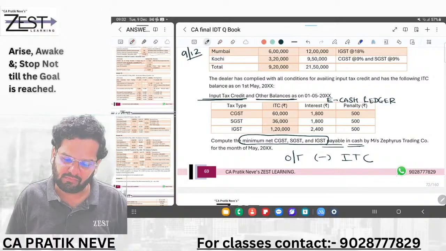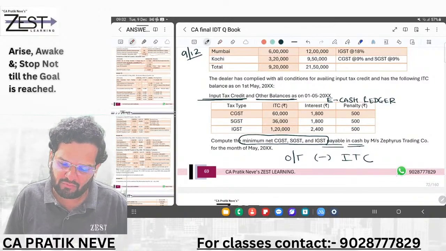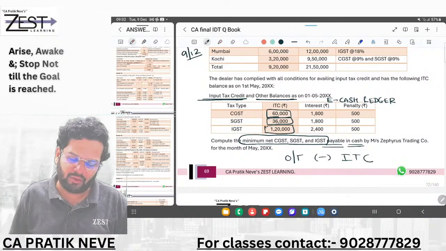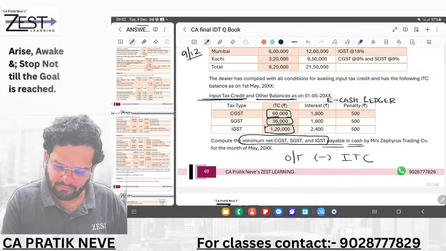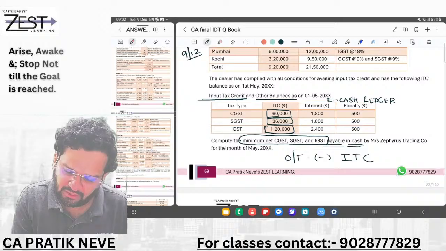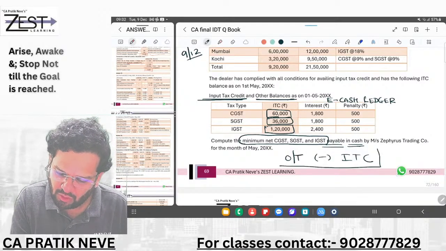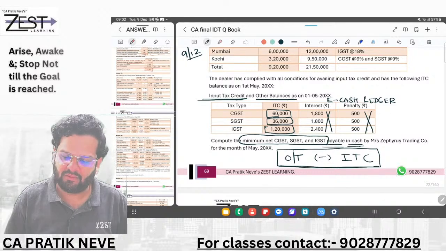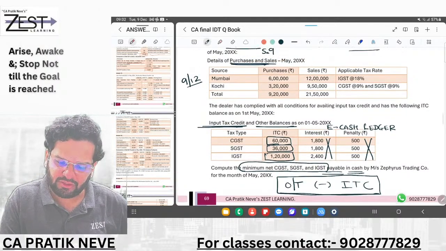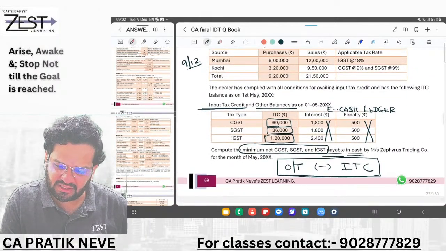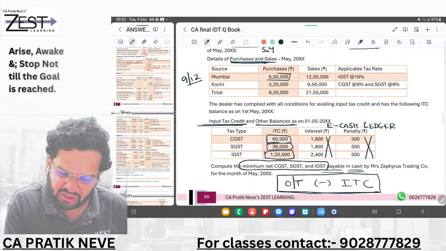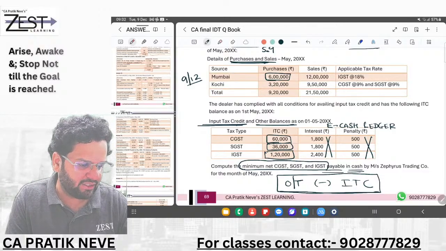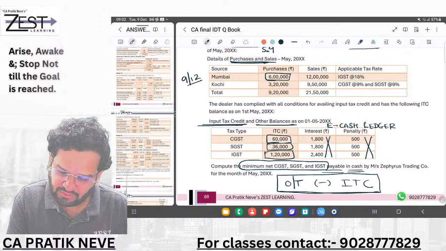Okay. Now, you have got ITC balances of 60,000, 36,000 and 1,20,000. So simply while doing net minimum GST payable in cash, we will do output tax minus input tax credit. We will neglect this. Okay. Now see, purchase GST percentages are given. Yes, they are given here itself. Purchase of 6 lakh. Calculate IGST at 18%. 6 lakh into 18%, 1,08,000.